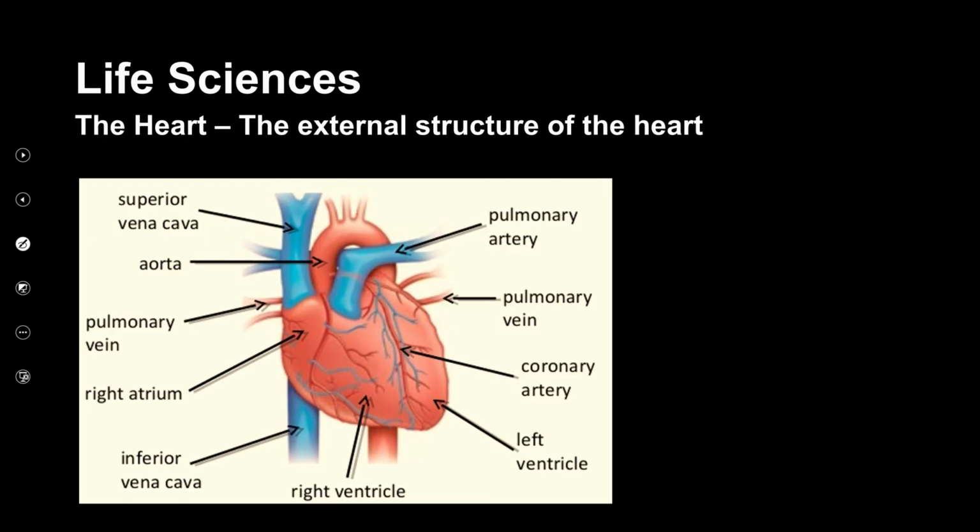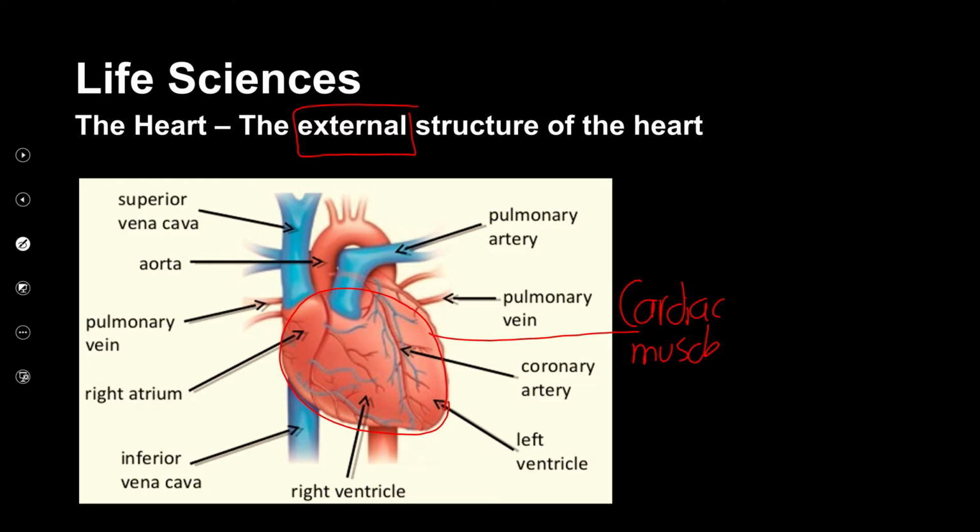Now, two diagrams that you need to become very familiar with, and these are the external structure of the heart. When we look at the heart, there are a few things we're going to notice. Number one, it's this muscle. And what do we mean by muscle? Let's go back to mammalian tissue, and we looked at cardiac muscle. And what do we know about muscle? It can contract and relax.